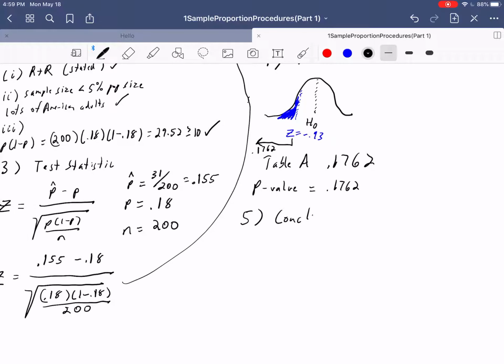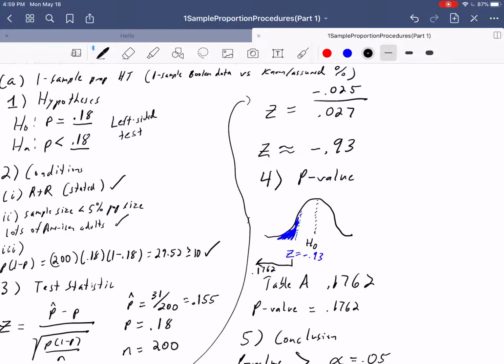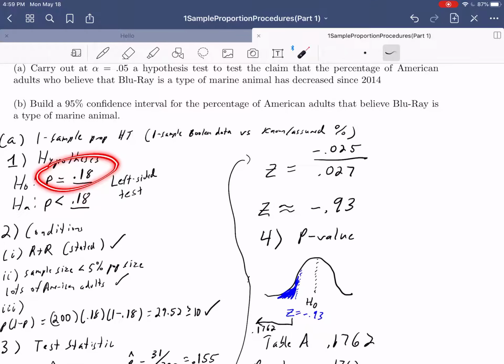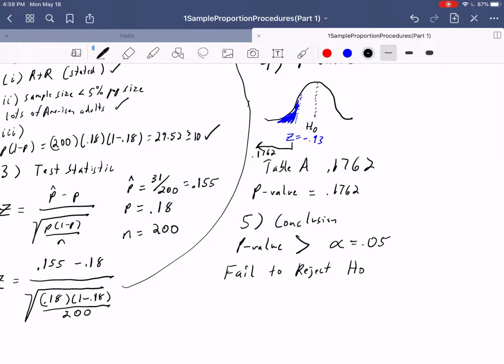For our conclusion, we need to take this p-value and compare it against alpha equals 0.05. Obviously, this is much larger than 0.05. This is like, as a percentage, 17.6%. This is 5%, so the p-value is larger. Whenever the p-value is larger, we make that conclusion of fail to reject H0. So in other words, we have no reason to throw this guy out. So we'd say that there is no evidence for our claim.